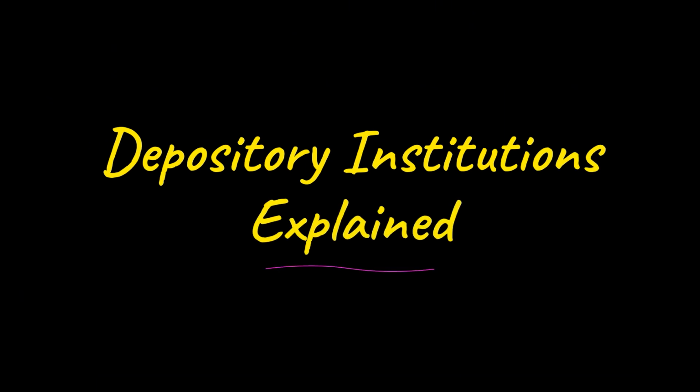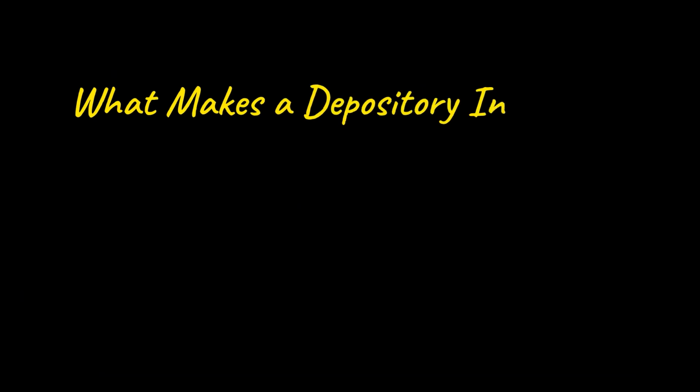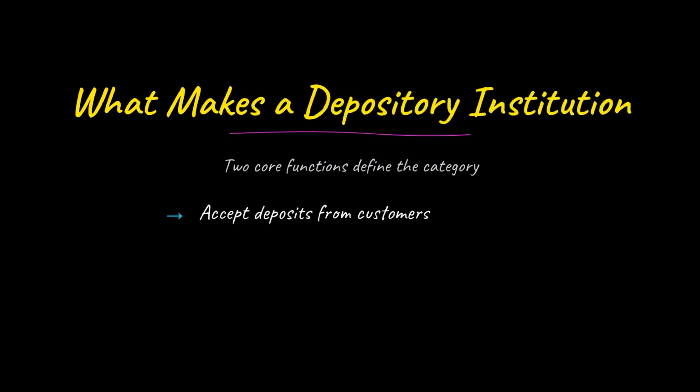Depository institutions are a specific category of financial firm defined by one core business model: accepting deposits and making loans. Understanding what makes them distinct is essential for navigating the broader financial system. A depository institution does two things. It accepts deposits through checking accounts, savings accounts, and certificates of deposit, and it makes loans to consumers and businesses.